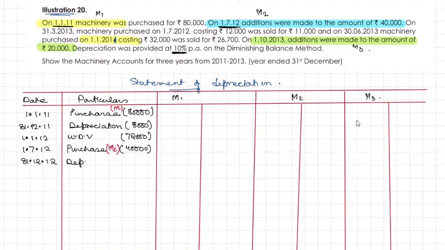So for M1, the depreciation will be for the full year on 72,000. You will agree to that? Correct. So 10% of 72,000 will be 7,200. But for M2, what will it be? 40,000 into 10%, but only for six months, correct? So 40,000 into 10%.